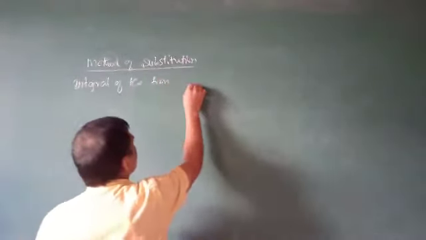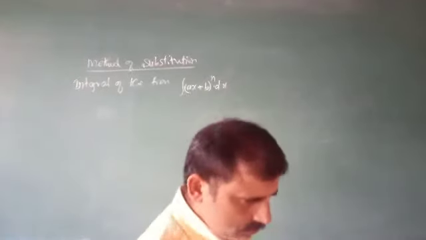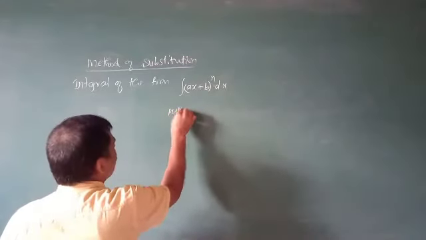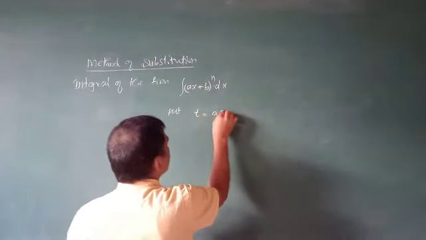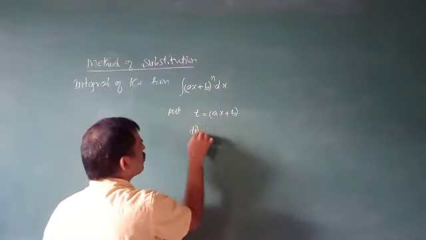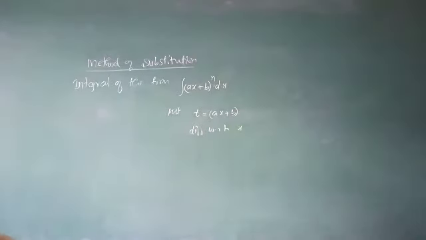Method of substitution. Integrals of the form integral of ax plus b to the power of n with respect to x. For this form, put t is equal to ax plus b, and differentiate with respect to x.